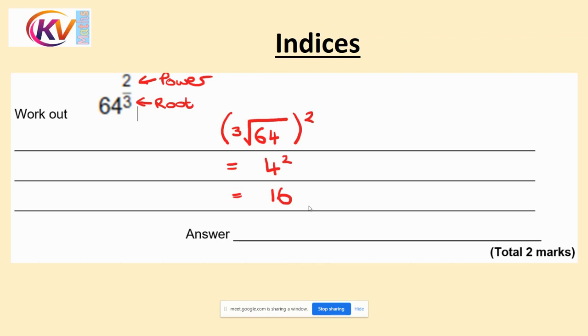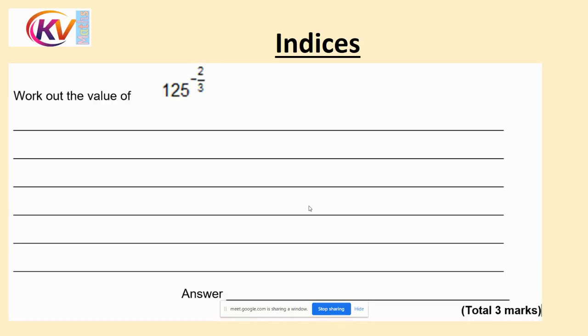Second question then. Remember there's only 3 of these, so it's not going to be too painful, hopefully. Work out the value of 125 to the power of minus 2/3. So that negative is important to think about to start off with. I'll give you a minute to have a go at this one, and then I will go through it with you.